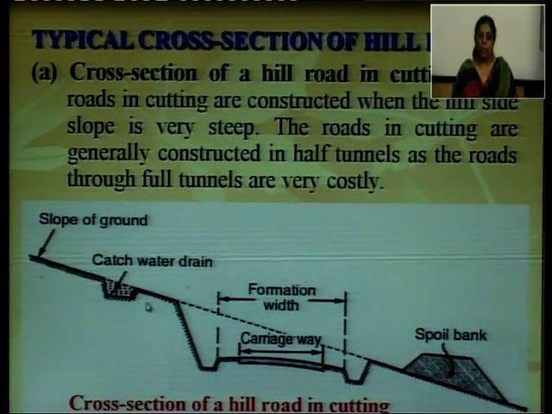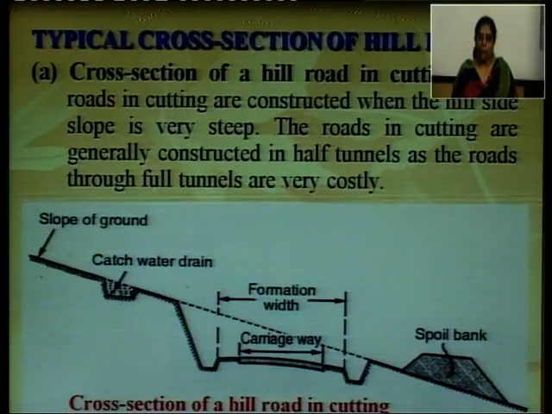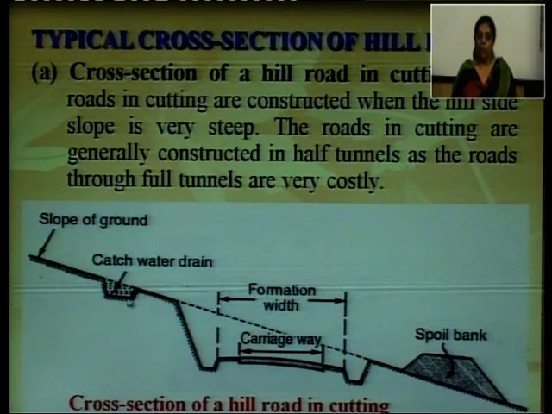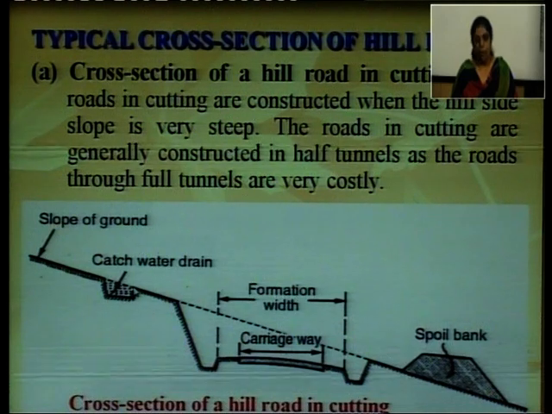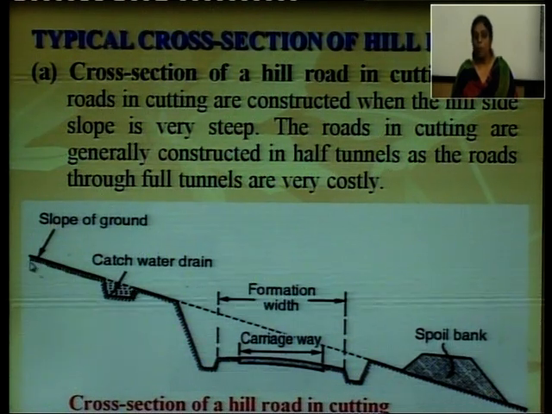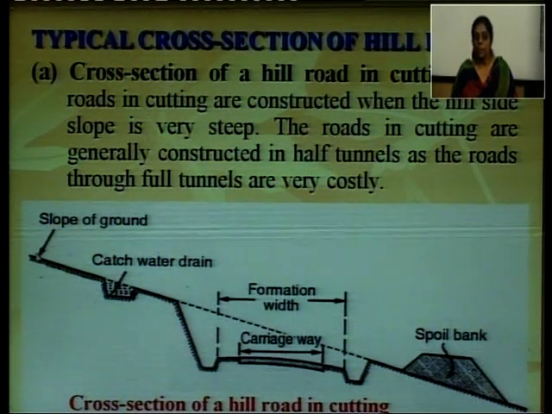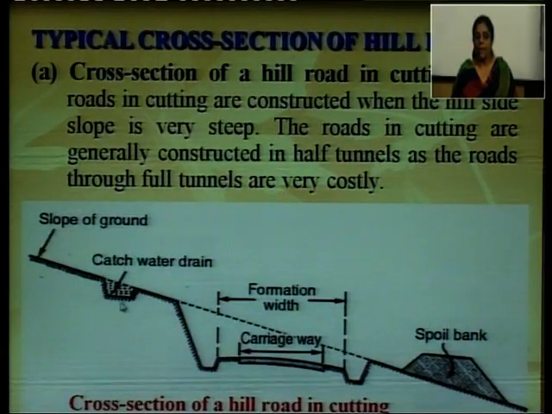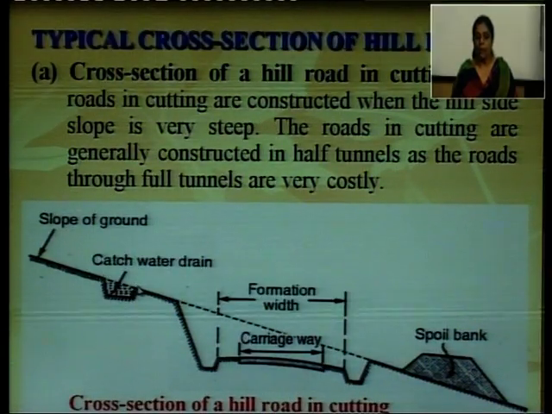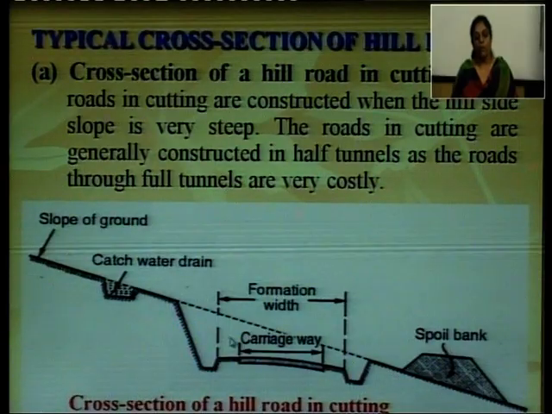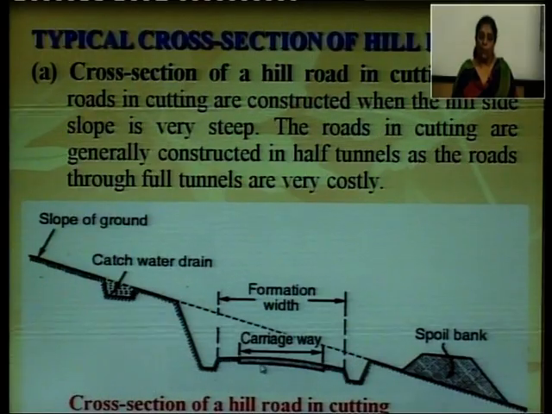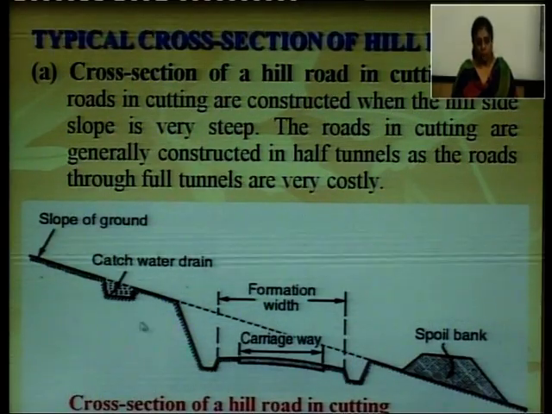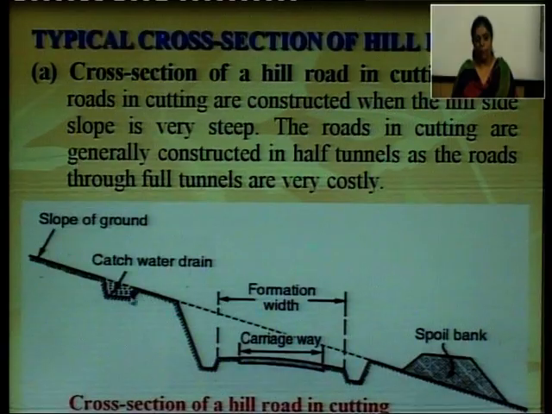So, to stop this fast moving water from damaging the road, what do we do? We construct this catch water drain here. Most of the water that comes down the slope is collected in this catch water drain, and so only little water goes down the road, and thus we can protect the road from the damaging fast flowing water.